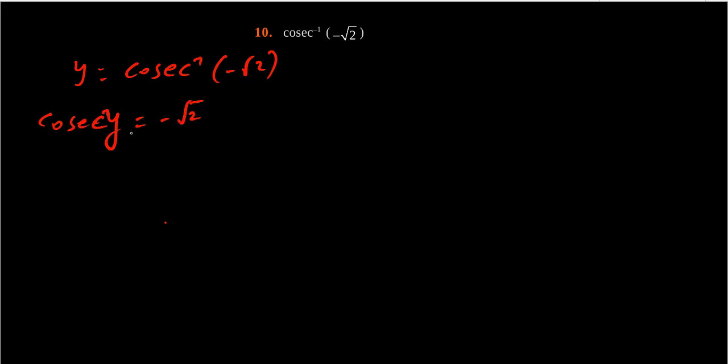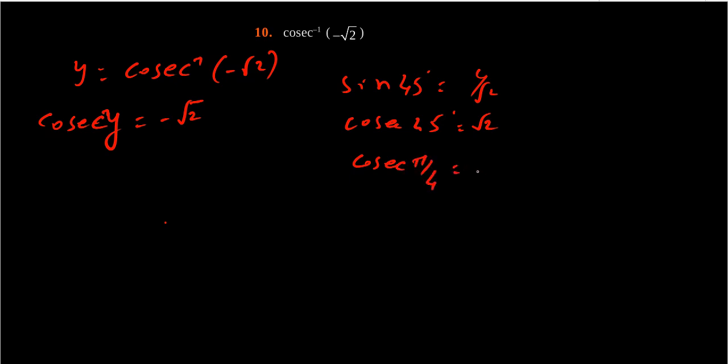Cosecant is the inverse of sin. Sin 45 degrees is 1 by root 2. So cosecant 45 is root 2. And 45 degrees is nothing but pi by 4. So cosecant pi by 4 is root 2. We have to get a negative sign, so take a negative sign on both sides.